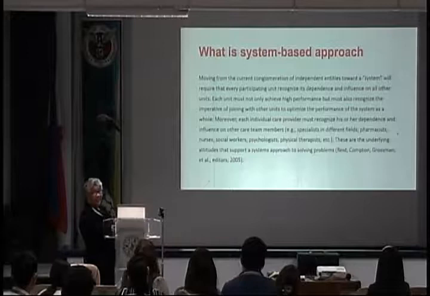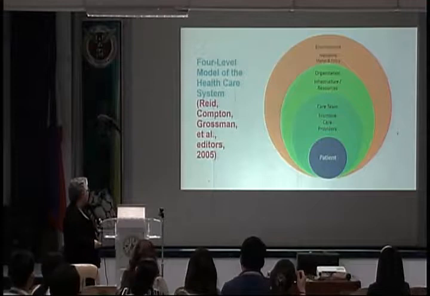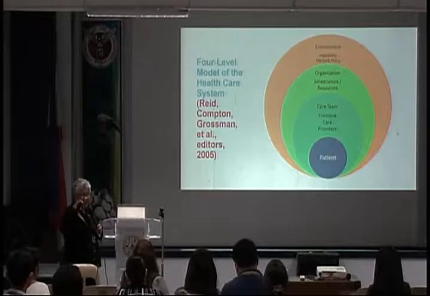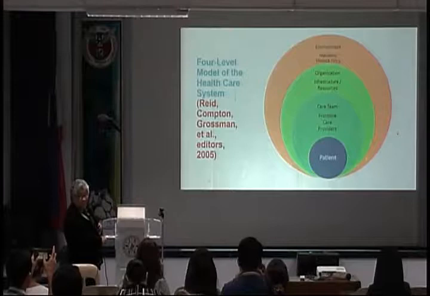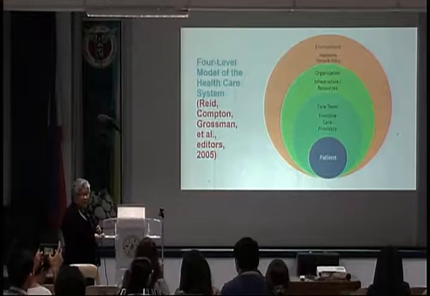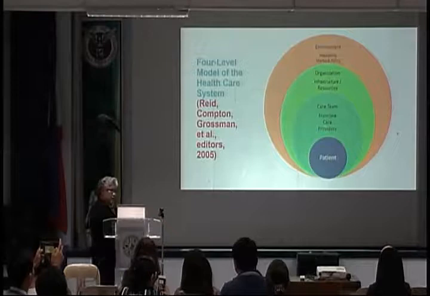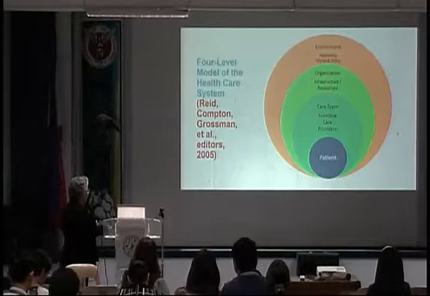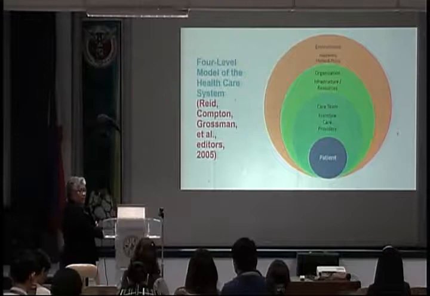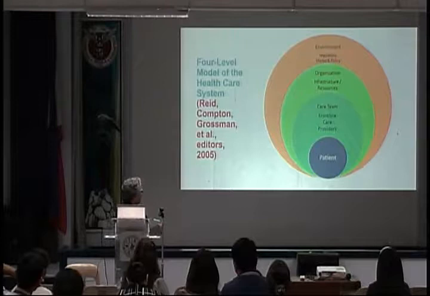Compton and Rossman's systems-based approach is a simplified four-level model. Beginning with, of course, the patient or the client. This is the innermost level, the one most needed in the system. After all, we talk about healthcare delivery, so let's talk about delivering healthcare to the patient. Then the care team, not the teachers, the frontline care providers, the emergency people, the first responders, all the way to the organization, infrastructure, and resources.